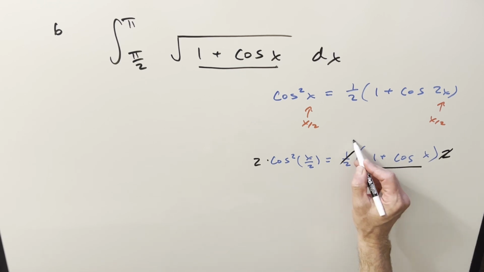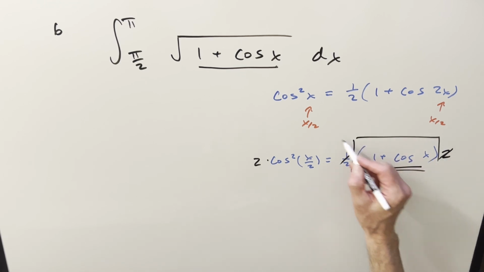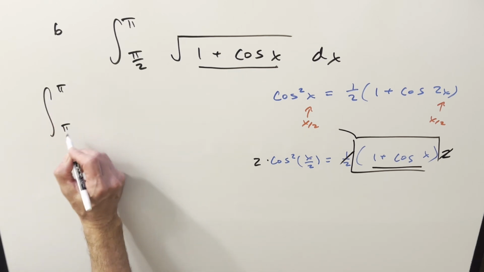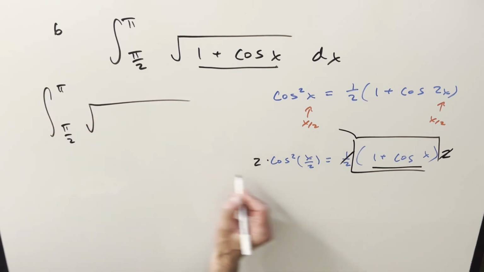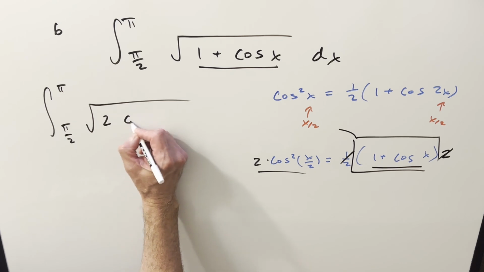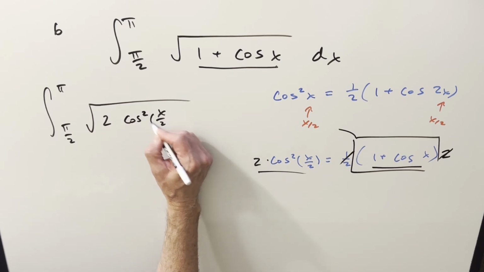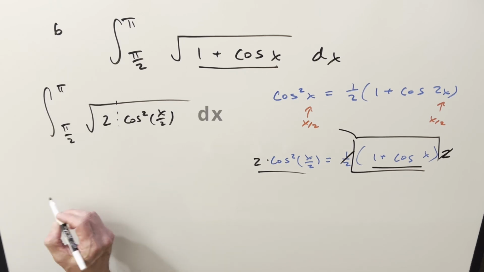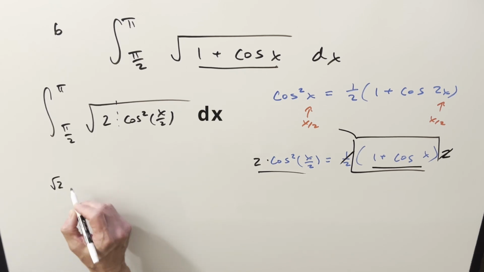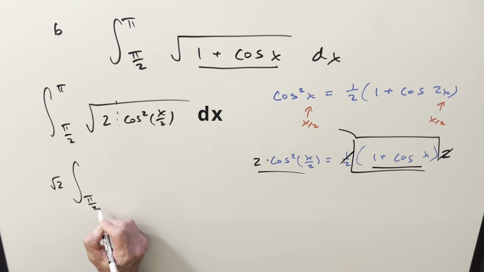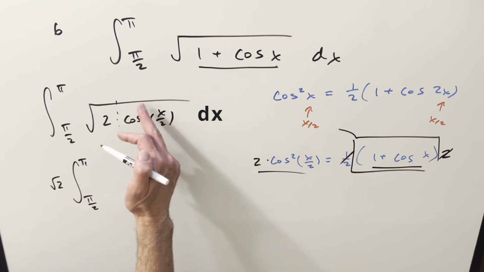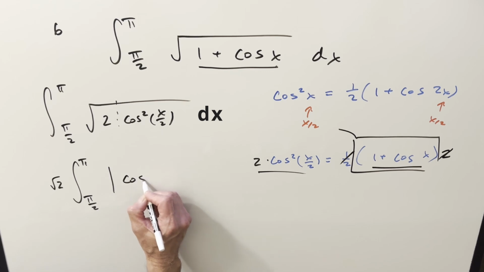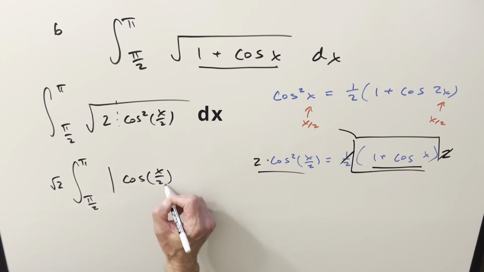So now that we have an expression for 1 plus cosine x, let's plug that back in using the left side. So when we do that, we've got the integral from pi over 2 to pi. And now we're going to have the square root of this stuff, which is 2 cosine squared x over 2. And then I can break this up right here. First we'll have a square root of 2, which I can take out front as a constant, integrating on the same bounds. Now when we take the square root of cosine squared, we actually want absolute value on this. So we have cosine x over 2 here.